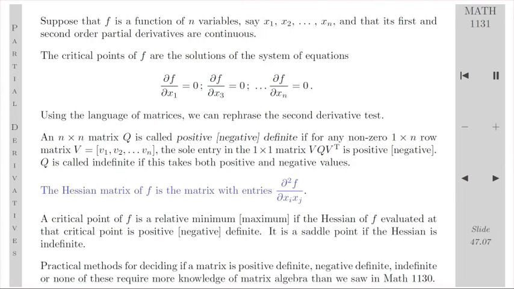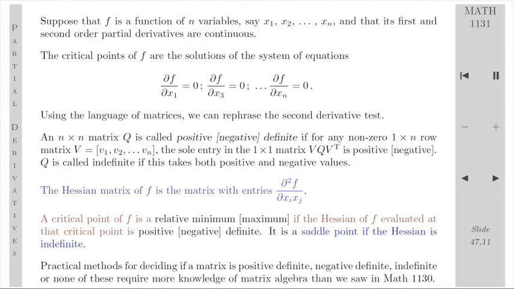So now we are ready to state the second derivative test for n variables. Take a critical point of f. Evaluate the Hessian of f at that critical point. If that Hessian is positive definite, then the critical point is a relative minimum. If the Hessian is negative definite, it's a relative maximum. If the Hessian is indefinite, the critical point is a saddle point.